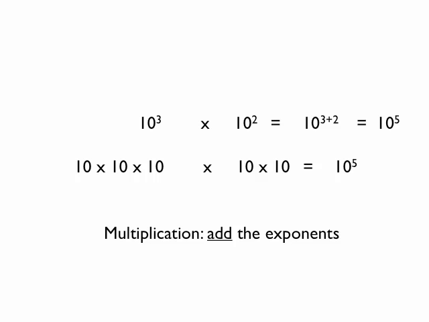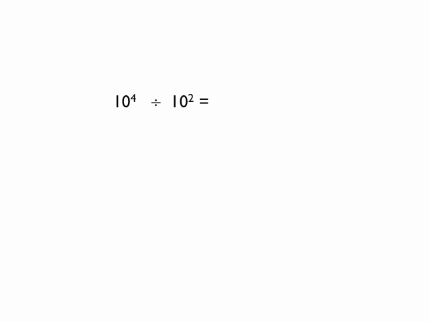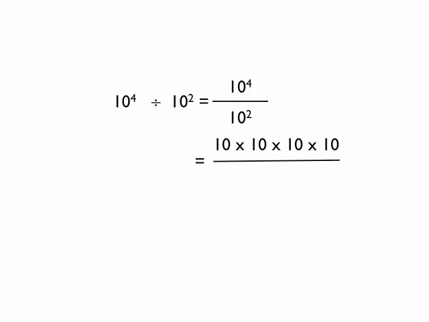Now let's look at dividing powers of 10. If we take 10 to the fourth and divide it by 10 to the second, which we can write in fraction form as 10 to the fourth over 10 to the 2, then our numerator is 10 times 10 times 10 times 10, and our denominator is 10 times 10. Notice that we can cancel 2 tens in the top with 2 in the bottom. We're left with 10 times 10, or 10 to the second power.